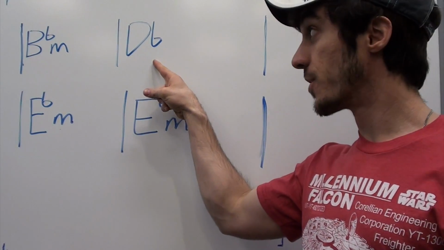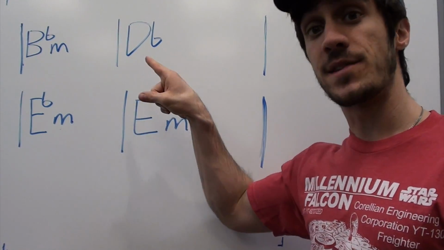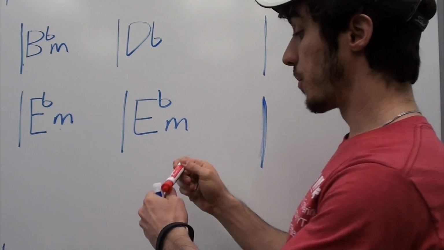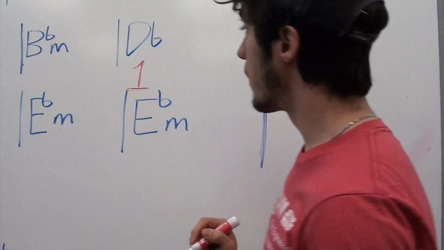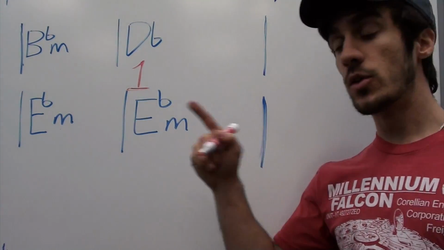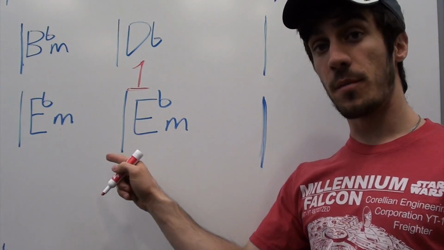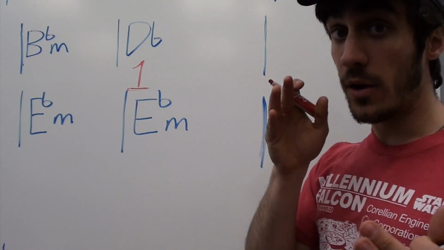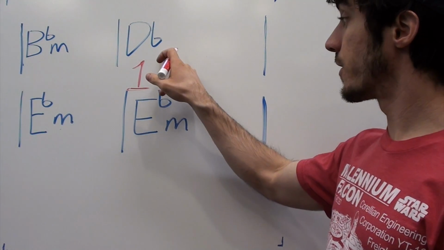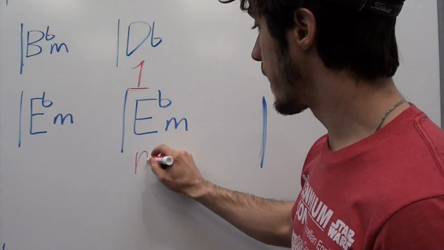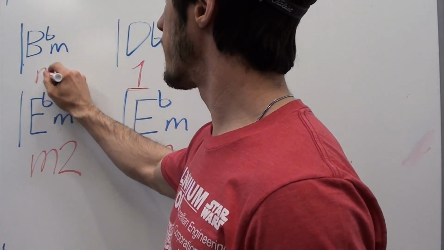We are in D flat major. That's our number 1. That's the root of the key we're in. So I'm going to put a 1 underneath that. Once we know what key we're in, we can use that to determine what the numbers are for the other chords. So I already know this, but D flat major, that makes E flat minor the minor 2nd, and it makes B flat minor the minor 6th.